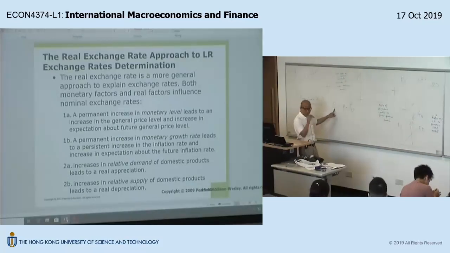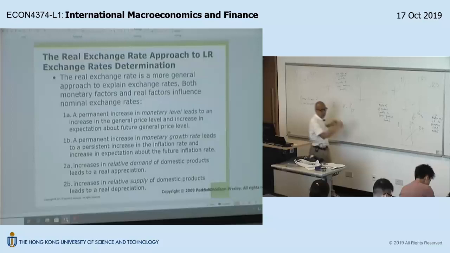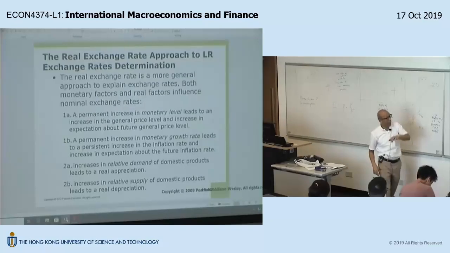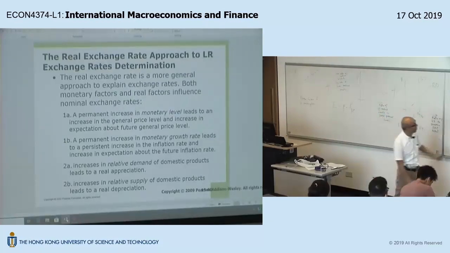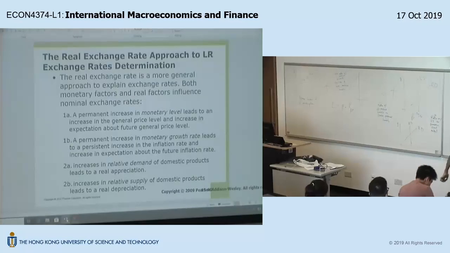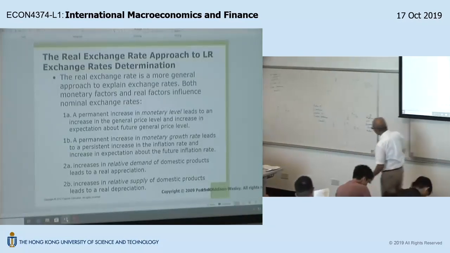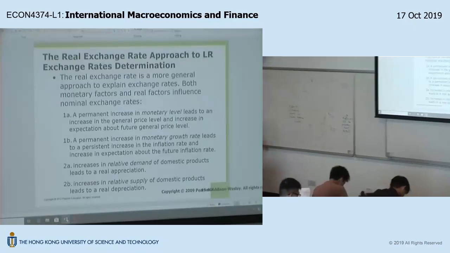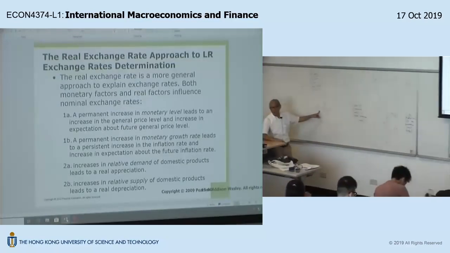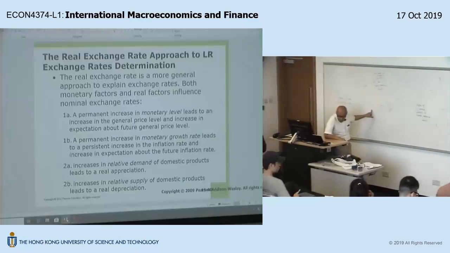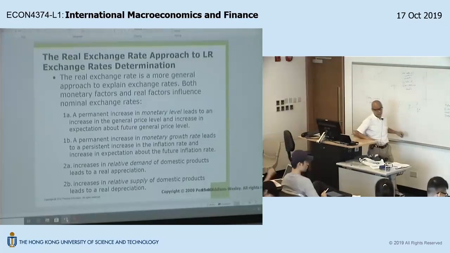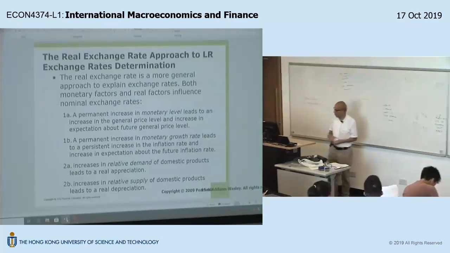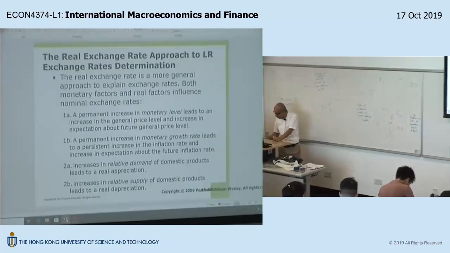So the EE will actually fall if there is an increase in the relative demand for home-produced goods. If there is an increase in the supply of the home-produced good, it will lead to a real depreciation. It will lead to Q rising in the long run, and also E rising in the long run. Does that make sense? So, two sets of factors: monetary and non-monetary factors.